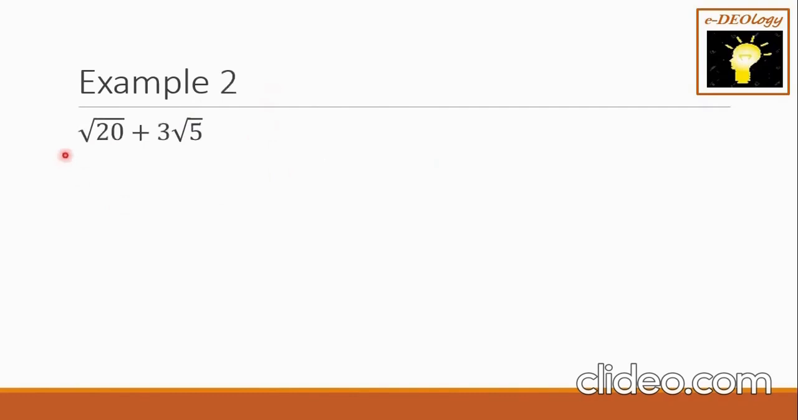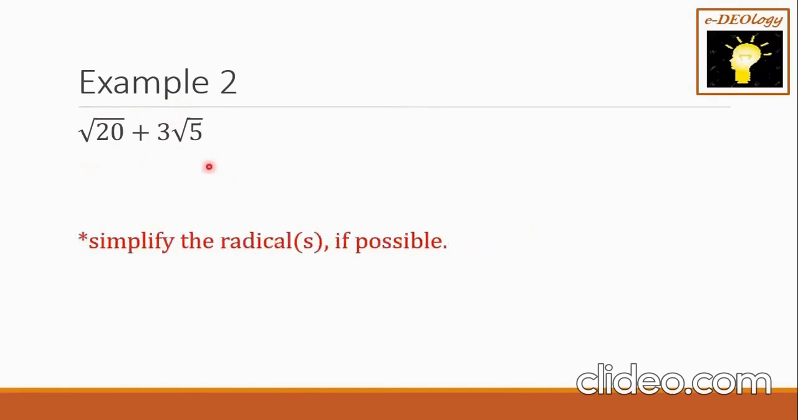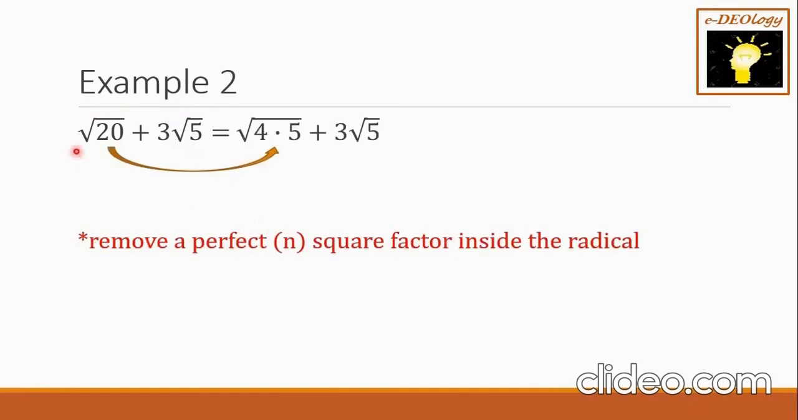Let's have the second example. Square root of 20 plus 3 square root of 5. We can see here that the radicands are not the same. In here, the radicand is 20. Here, the radicand is 5. Although the indices are both 2, still, these radicals are not like. What we will do is to simplify the radical if possible. It means, in the first radical here, we're going to remove a perfect square factor. Then later on in the simplified form, we will check again if the square root of 20 becomes like with the other radical.